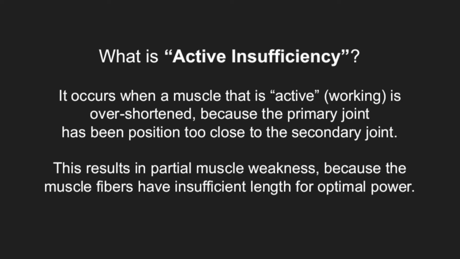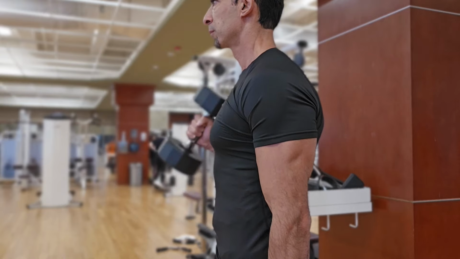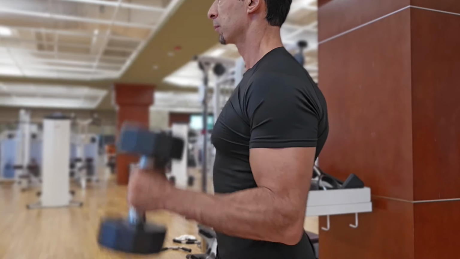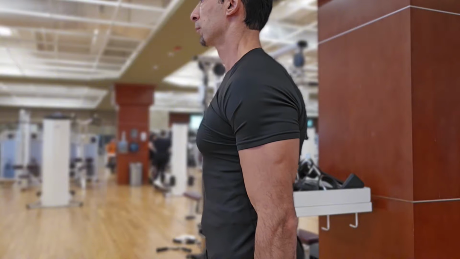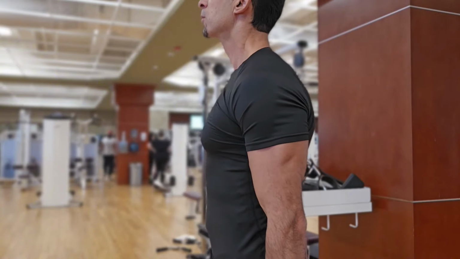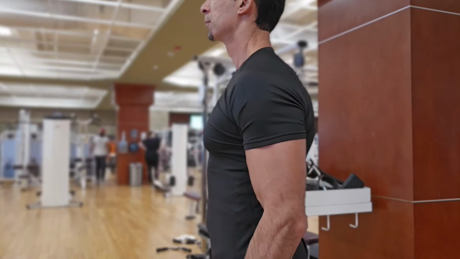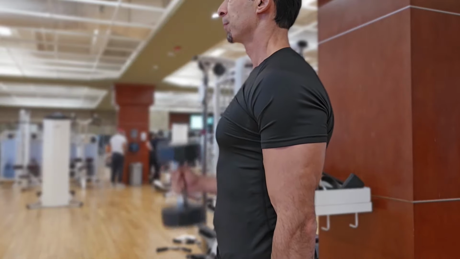It's referred to as the active muscle because it's the muscle doing the work that experiences compromised strength when it has insufficient length. Ideally, a biarticulate target muscle should have its non-primary joint positioned such that it allows the target muscle to have sufficient length, thereby allowing optimal strength potential during the exercise.